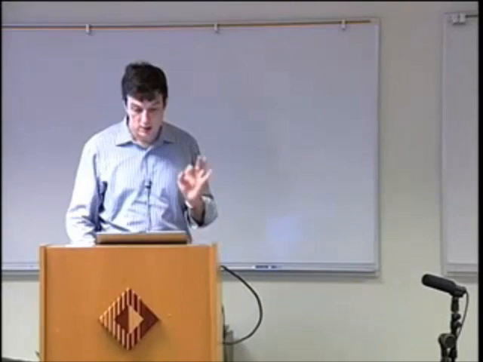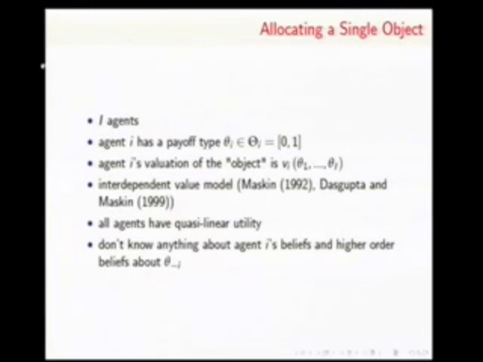Okay. So here's exactly the example that I want to go through with you and illustrate some of the results, which is just a single unit allocation. Think about this as a single unit auction, if you wish, where each agent has a payoff type. Let's just assume it's somewhere between 0 and 1.